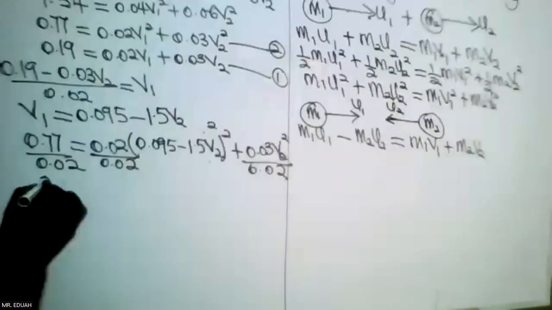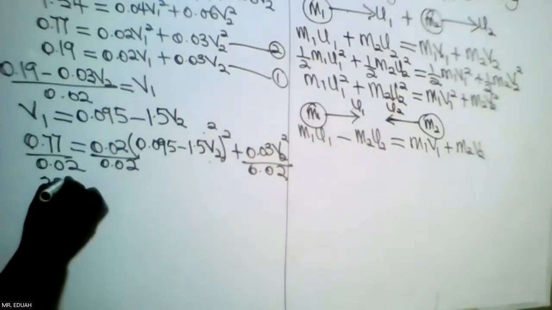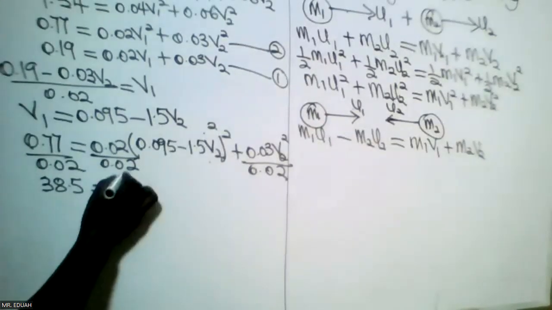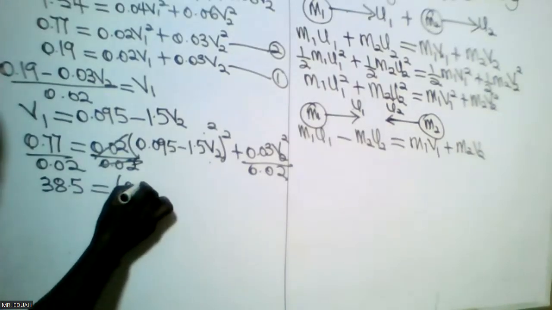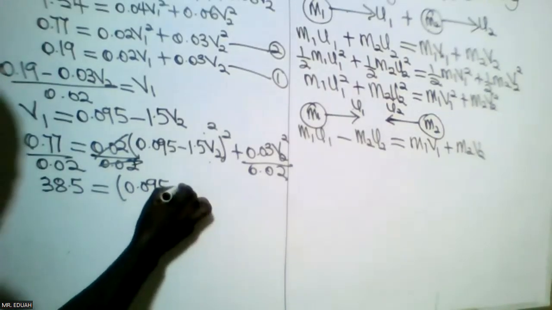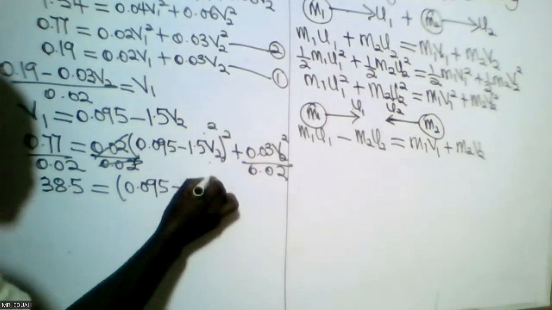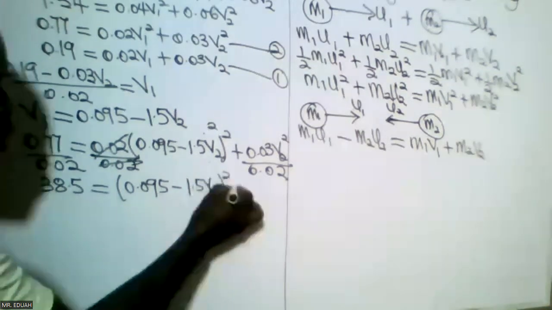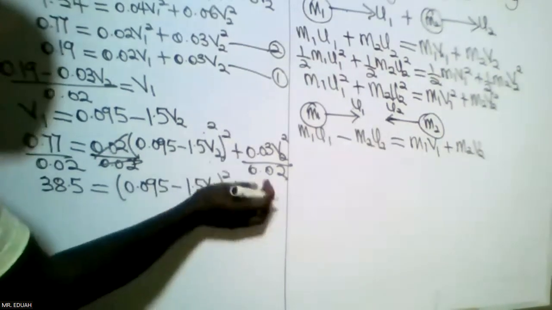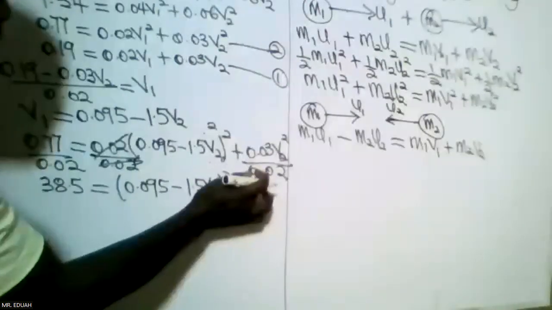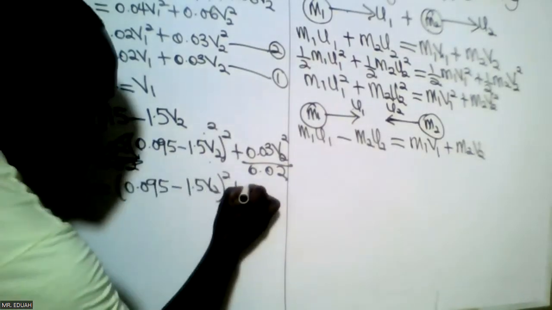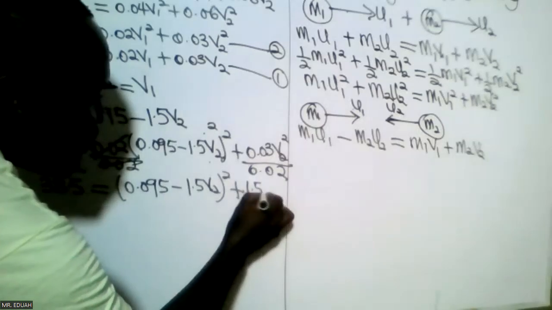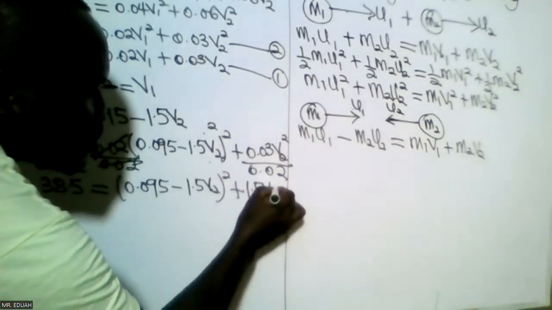So 38.5 is equal to, you see, this will be eliminated. So we have 0.095 minus 1.5 V2 all squared plus 0.03 divided by 0.02, which is 1.5, so 1.5 V2 squared.